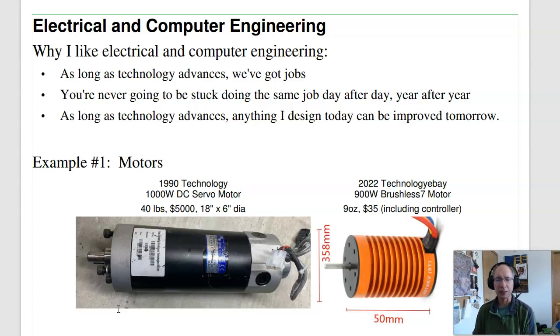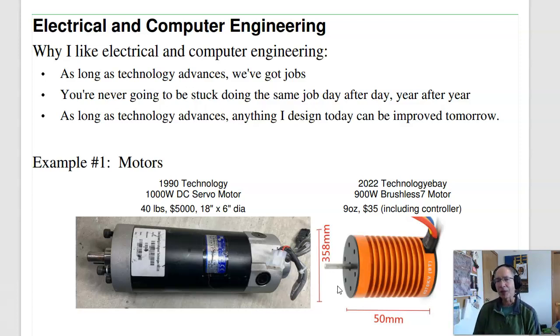Case in point, motors. This is a motor. In my office, I've got one. It's about 18 inches long, 6-inch diameter, weighs 40 pounds, cost $2,500 back in 1990, with inflation about $5,000 today. That's a 1-horsepower motor from 1990, one of the finest pieces of 1990 technology you can buy. Well, today I can get the same functionality with a little quadcopter motor. A small 9-ounce motor costs $35, including the controller from eBay.